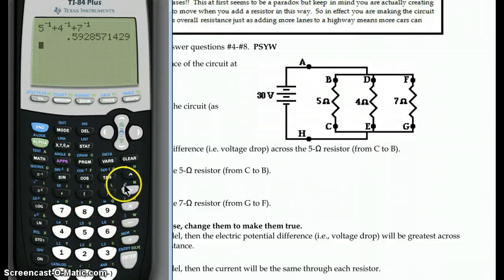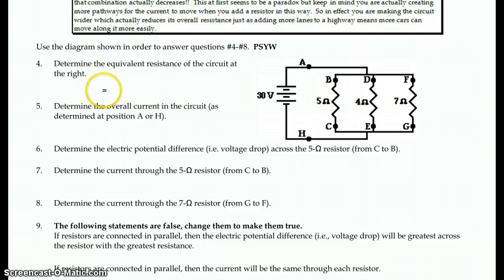That'll give me a number. Now it's going to be a decimal number every time. I'm not done yet because that's 1 over the equivalent resistance. So my last step is to say x to the minus 1 and get my final answer. So it's 1.6867. I'm going to round that off just to 1.7 for our purposes. Okay, so it'll be 1.7 ohms.